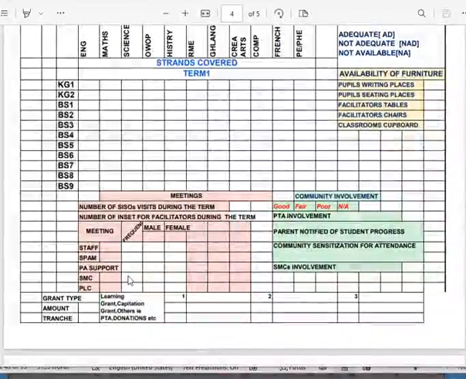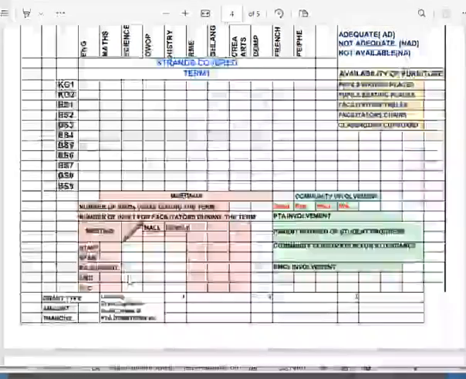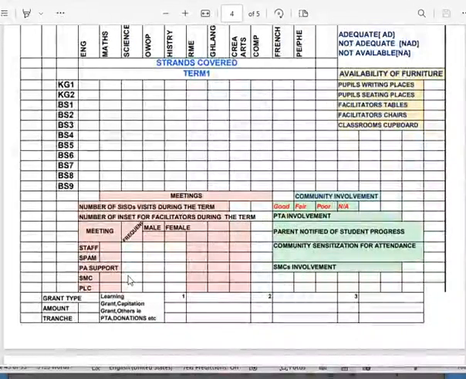But SMC includes only the 10 members who govern the affairs of the school, such as the district director, the head teacher, representative from teachers, representative from district assembly, or the assembly member if the school is a unit school, the local manager, etc. Then here we have PLC frequency.